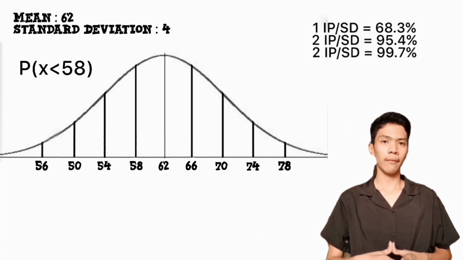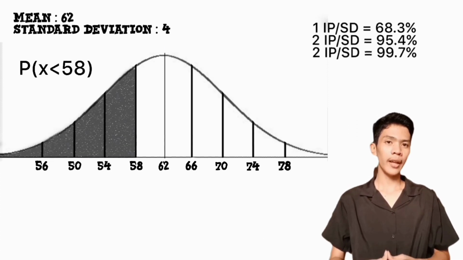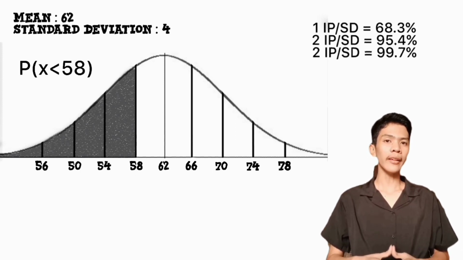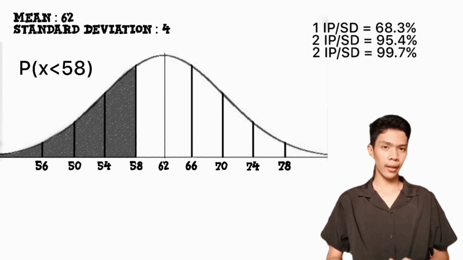D. The probability of x is less than 58. First, we need to graph. So, from 58 and below is the shaded region. After that, we need to analyze the probability distribution again.